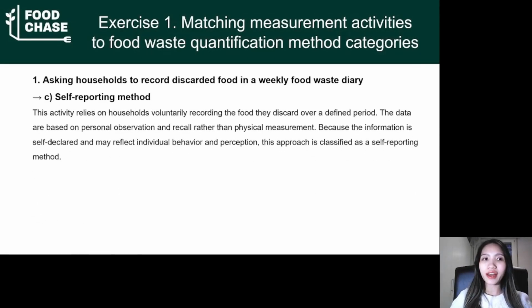In the first scenario, we have asking household to record discarded food in a weekly food waste diary. So in this case, the result you obtain is what the participant gives you. It doesn't come from any physical measurement or recorded data, so this is a self-reporting method. The accuracy of the results relies heavily on the memory, the honesty, and commitment of the participants.